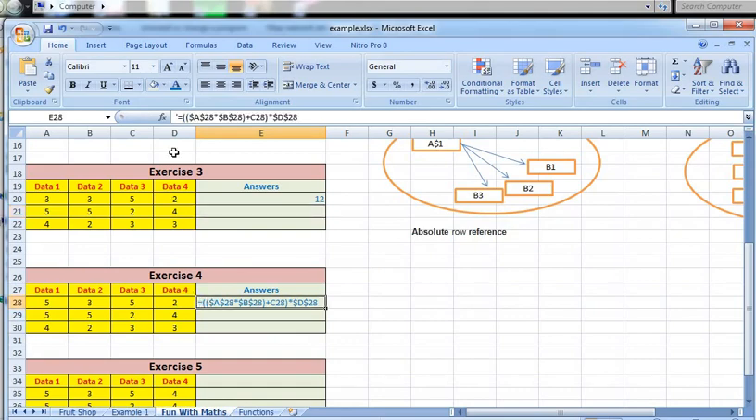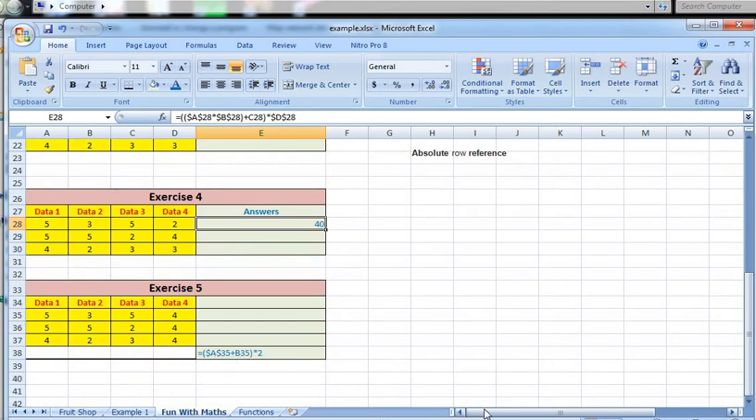Next answer is, let's see, absolute A28, that means 5, multiplied by absolute B28. So that is 5 multiplied by 3. 5 times 3 is 15. Plus C28, that is 20. 20 multiplied by absolute cell reference D28. So guess what's your answer? So it's 40. Right, find the answers of that.